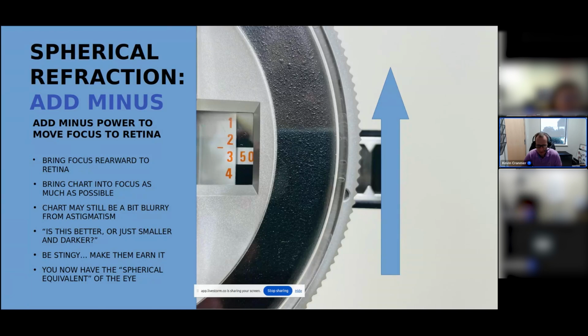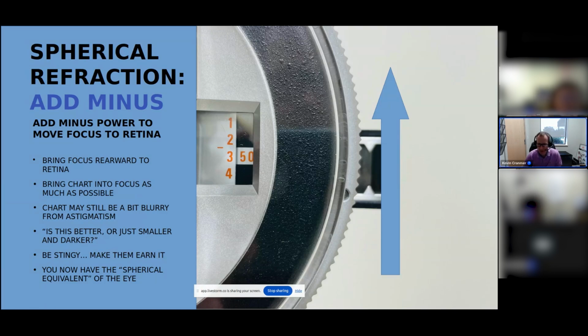Let's say they start out at 20/40. As you add minus power with each click on the refractor, each click roughly equals one line on the chart. So if you add 2 clicks on the refractor, they should improve about 2 lines on the chart. And if they don't, then there's a good chance they're accommodating.